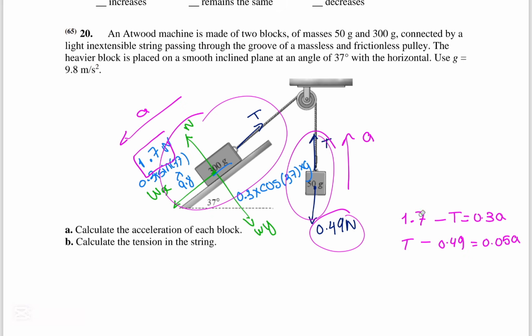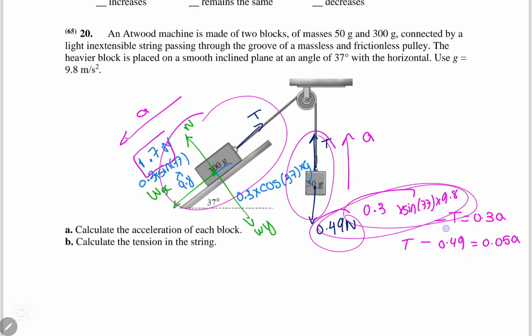But actually, if you want to get the exact values, the exact answers, you'll put 0.3 times sine 37 times 9.8 on your calculator. So please don't round. If you want to get the exact answers, you need to put the exact values, okay?